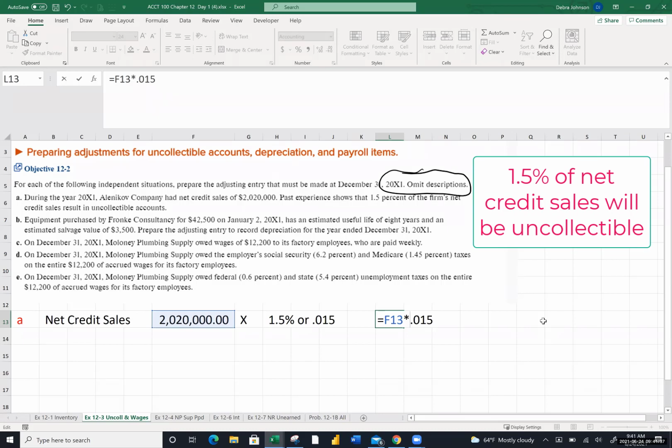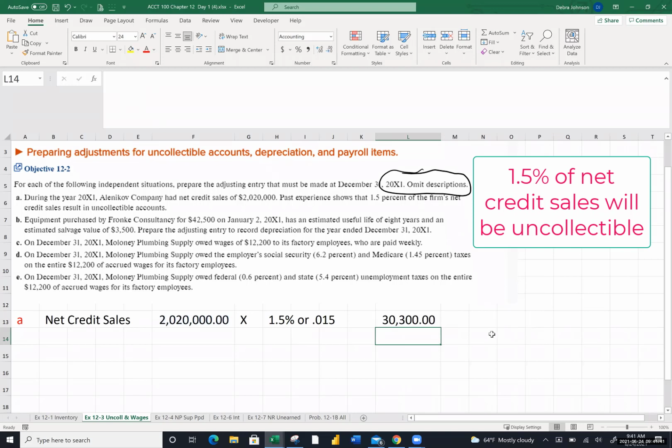You guys may be doing it on a calculator. You may be doing it on Excel. When I do that, I got 30,300. Giselle, did you get that too? Yeah. Yes, I did. Okay, thank you.